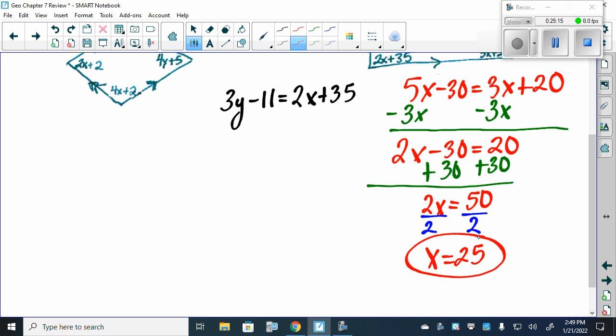Any questions on how we found the value of x? Or set this up to solve for the value of x?